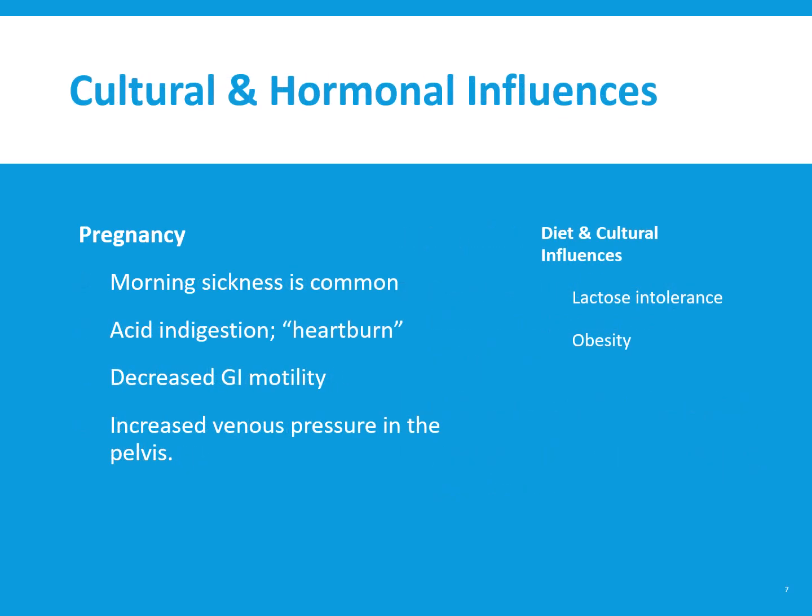With pregnancy, we have morning sickness, which can actually occur at any time during the day. It's associated with nausea and vomiting occurring between the first and second missed period. And it's also thought that this may be related to increased production of HCG hormone. Acid indigestion is thought to be caused by reflux of the esophagus, and decreased GI motility leads to increased water reabsorption, contributing to constipation. And constipation plus increased venous pressure puts them at increased risk for hemorrhoids.